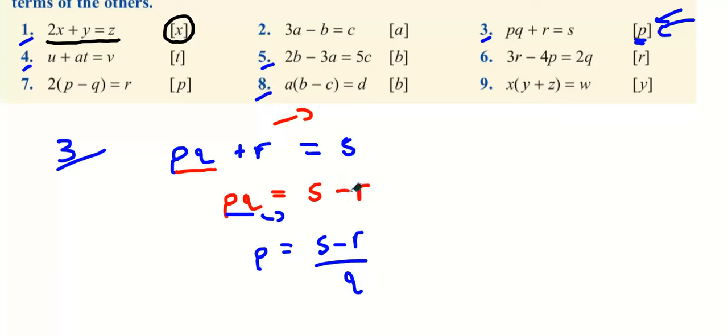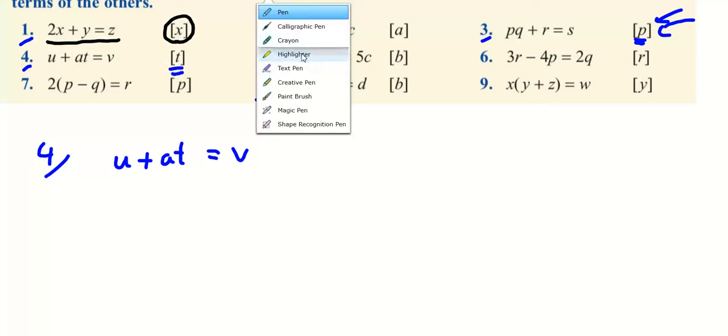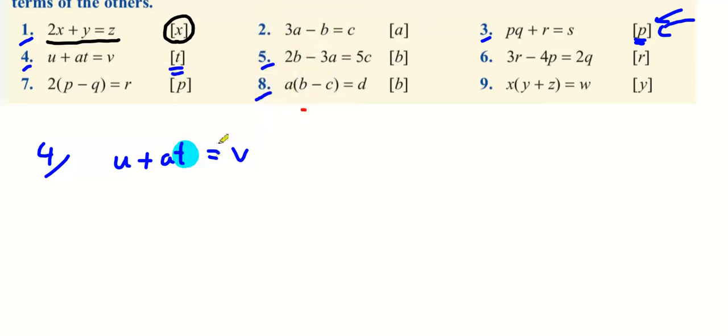Okay. Next question we're doing is question 4. Maybe you should try have a look at it yourself at this stage. Okay, so we get U plus AT equals V. Once again, we're looking to get T on its own. T is the star of the show. We want T on its own.